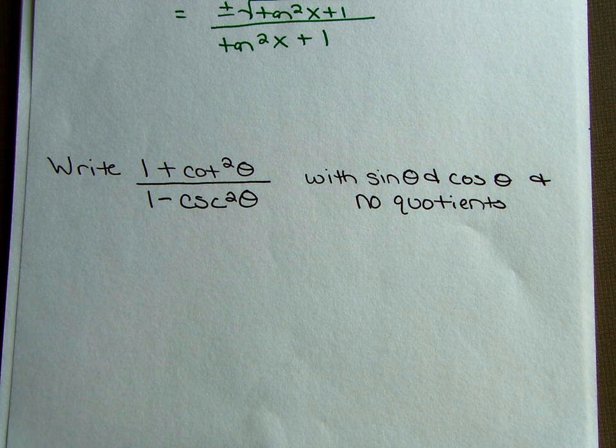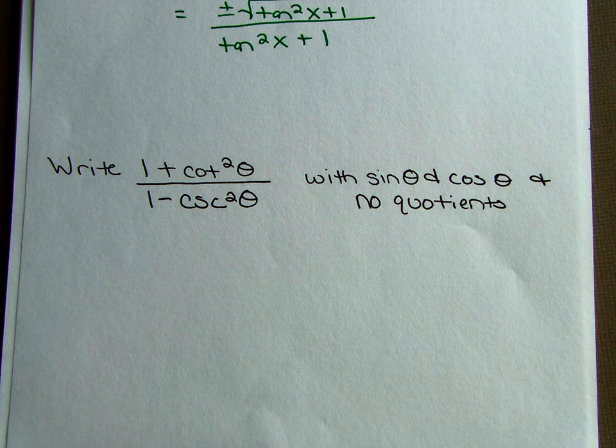I don't love the way this problem is worded. I think it's a little deceptive. So I'm going to give you a little hint in that if it says sine and cosine with no quotients, that doesn't guarantee that you're going to end up with a sine and a cosine at the end. You could end up with a cosecant or a secant at the end, because what are those? Those are the inverses of sine and cosine.